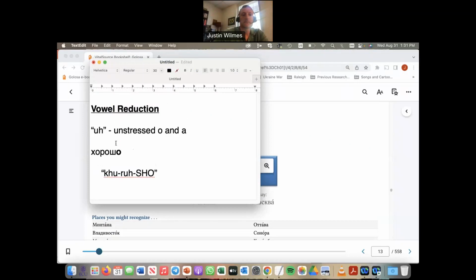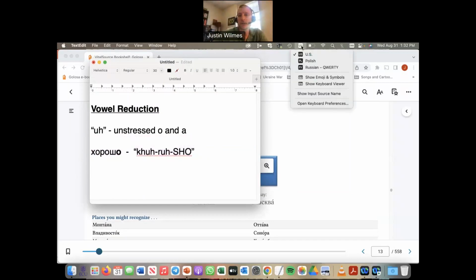So instead of being fully pronounced as O's, they sound like "ha, ra, sho." So this word, "khorosho," is pronounced "khahrahsho." This O is pronounced as an A. This O is pronounced as an A. Only the final O is fully pronounced as an O, because that's the one that's stressed. So only one syllable in every Russian word is stressed.